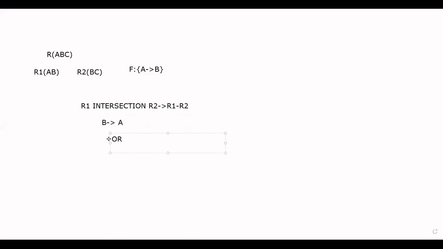Similarly, for the second formula, what will you get? R1 intersection R2 is B only. Then R2 minus R1, that is C. Now, after doing that, what do you have to do? Just check the functional dependency. What is the functional dependency here? A tends to B. Are you getting A tends to B in any of this? No. Here you have B to A, not A to B, and here you have B to C. So I can say that this is not lossless, because the condition is not satisfied.